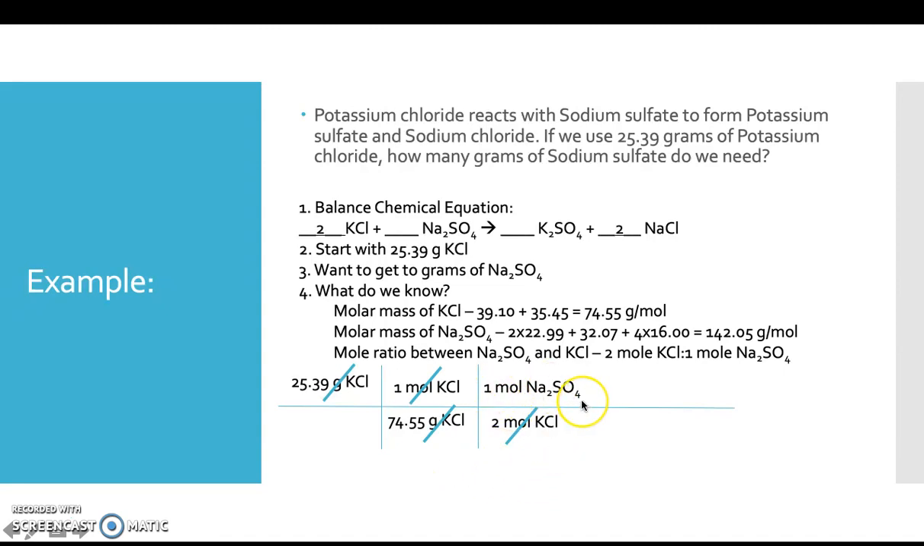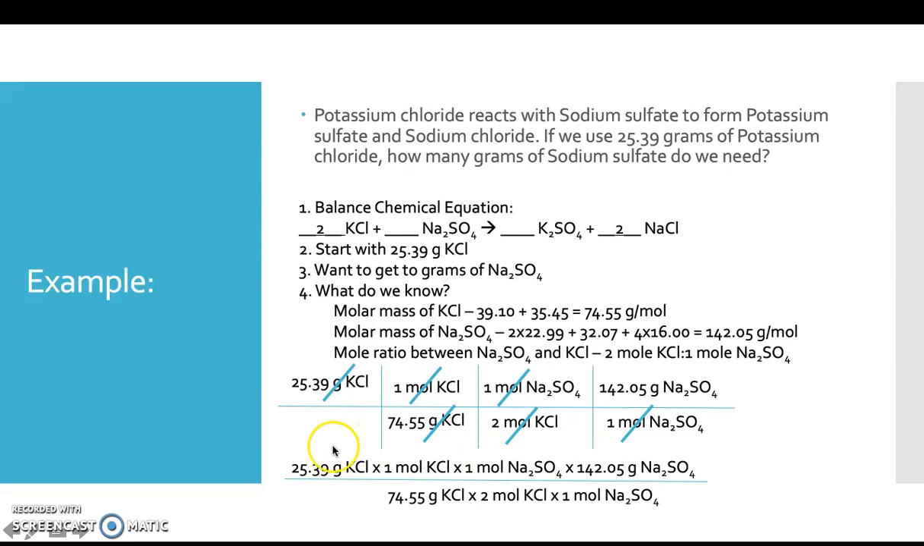Now I'm left with moles of Na2SO4, and I can use the molar mass to get to grams. So again, I'm going to put the 1 mole of Na2SO4 on the bottom, the molar mass of Na2SO4 in grams on top. That cancels out my moles. And I am ready to do my math.